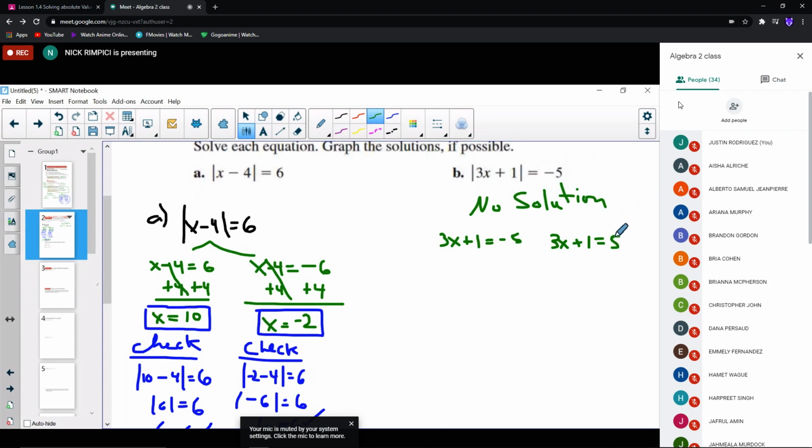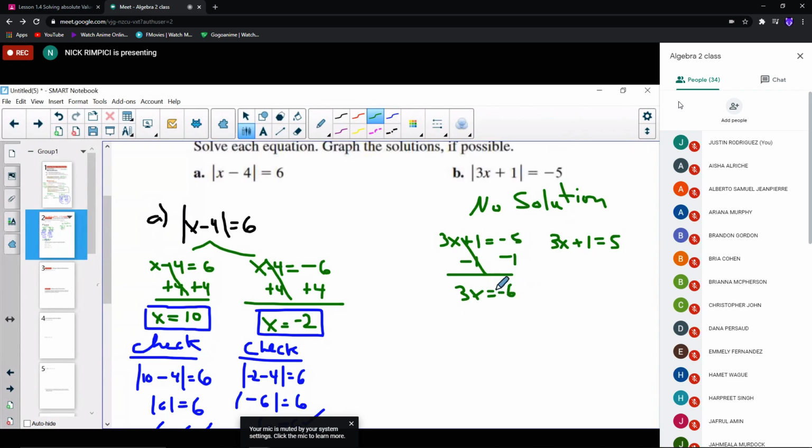Because a negative is a positive. Okay, so that's what's going to happen to some students. They're going to do this. Then they're going to say, okay, let me solve. They're going to do -1, -1. These are going to cancel. And then they're going to get -6.